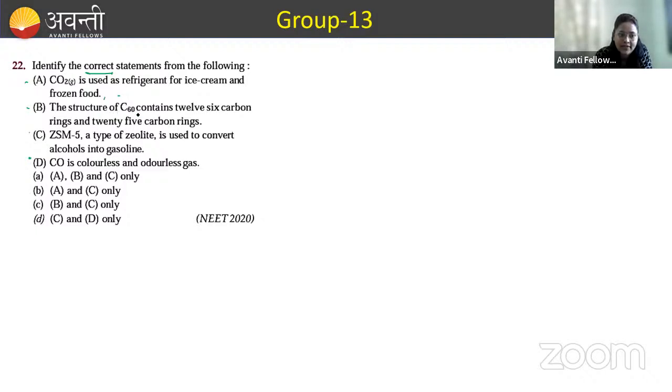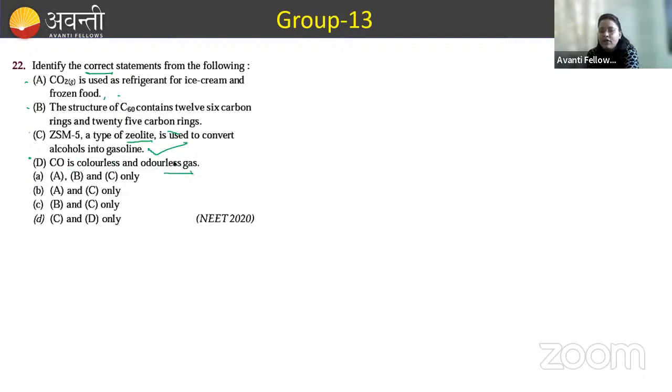Okay, next, the structure of C60 contains 12 6-carbon rings and 25 carbon rings. So this is again not correct. Okay, C60, we talk about fullerene. It doesn't contain 12 carbon atom rings and 25 carbon rings. Okay. Next, ZSM5, a type of zeolite. It is used to convert alcohols to acetylene. Yeah, this reaction is feasible with ZSM5 as a catalyst. CO is a colorless and odorless gas. So again, this is true.